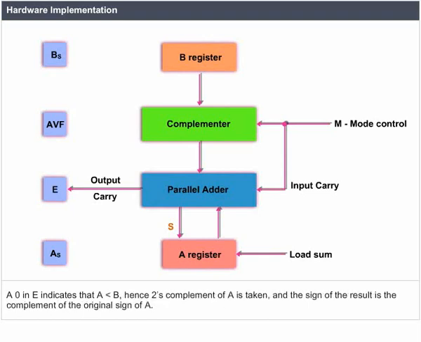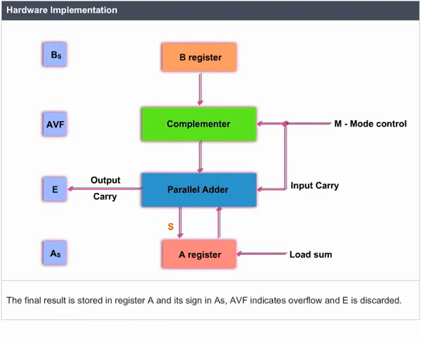A 0 in E indicates that A is less than B. Hence, the 2's complement of A is taken and the sign of the result is the complement of the original sign of A. The final result is stored in register A and its sign is A's. AVF indicates overflow and E is discarded.